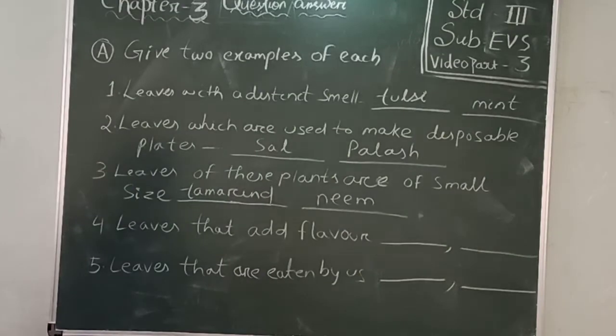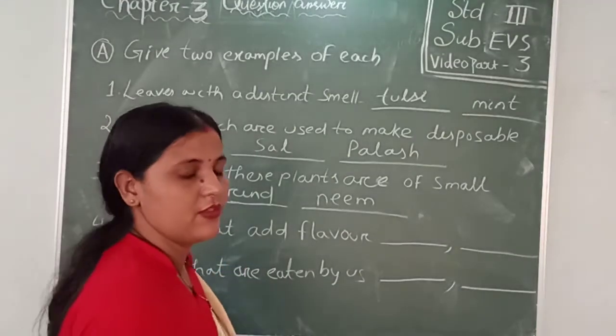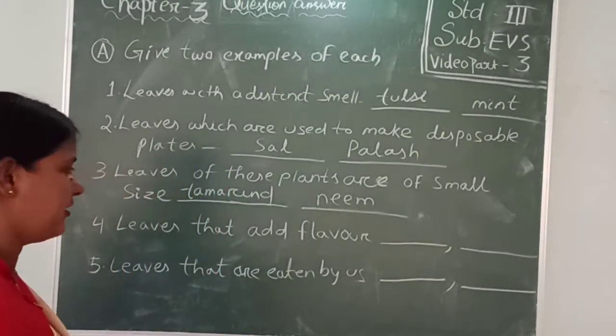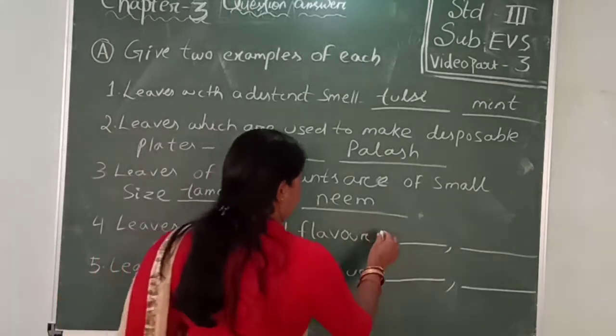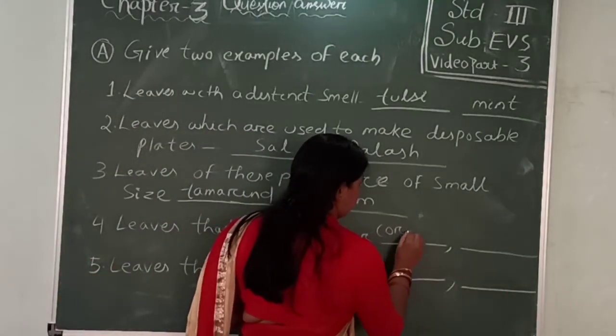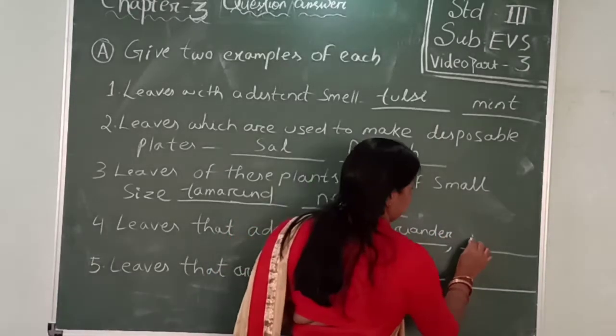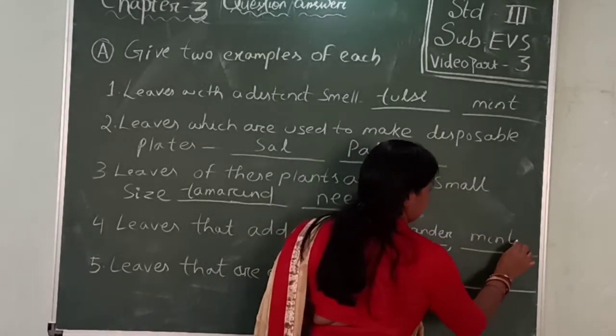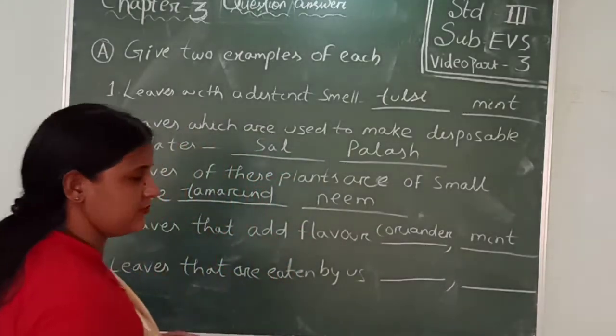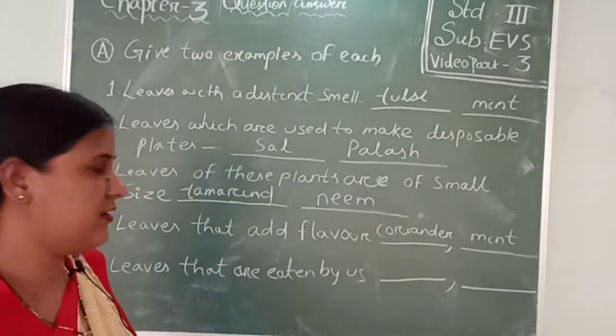Okay. Then number 4, leaves that add flavor. The leaves that add flavor in our food are coriander and mint. Okay, coriander and mint add flavor in our food.